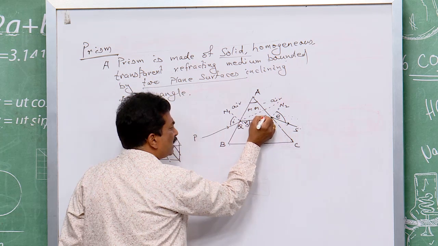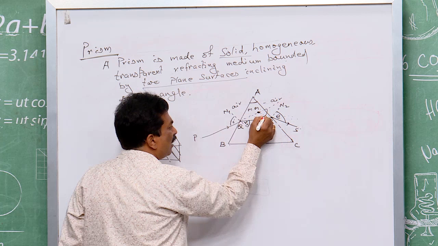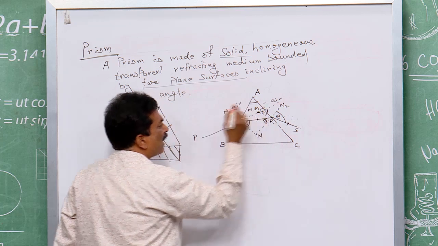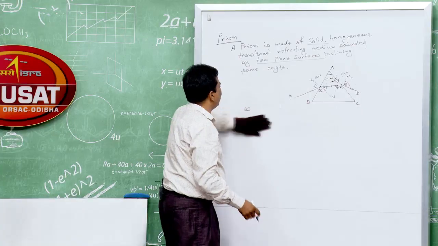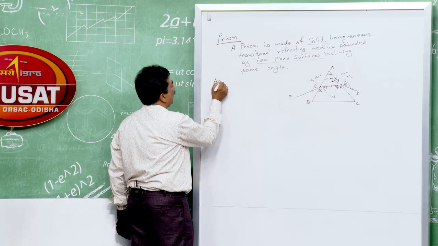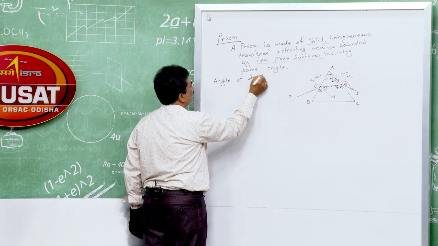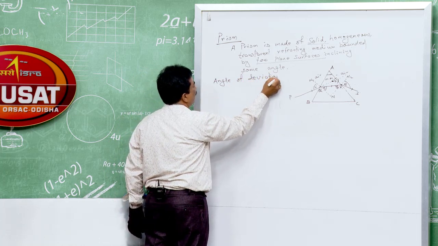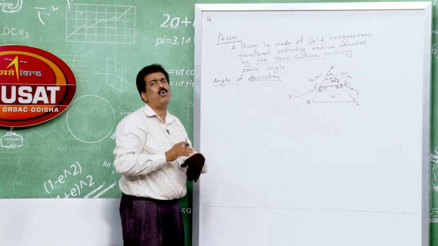If we extend this final ray, it will meet at a point, and the angle which they form is known as the angle of deviation. So what does deviation mean? To go away from its own track.